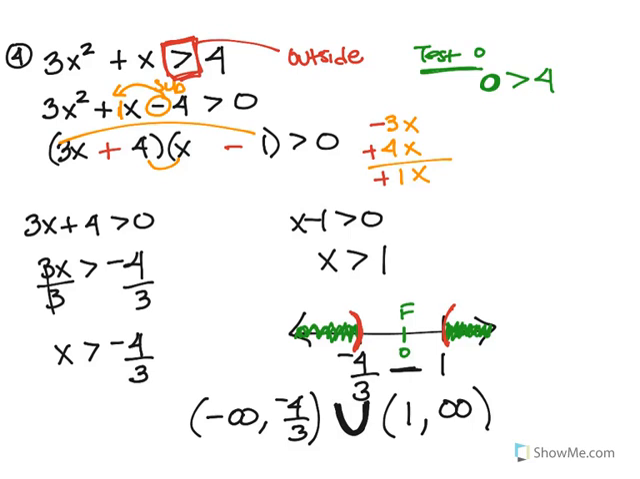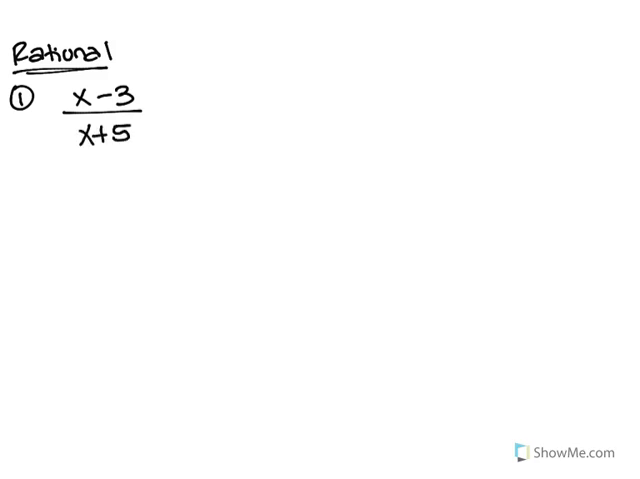Okay? Now the next and our last type of inequalities are going to be the rationals. And I'm just going to touch on these. These are the rationals. x minus 3 over x plus 5 is less than or equal to 0.